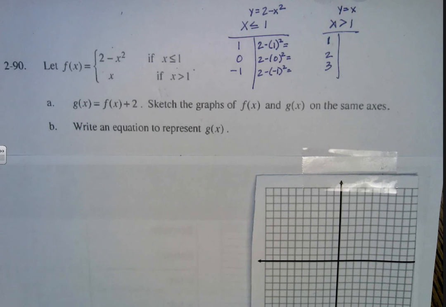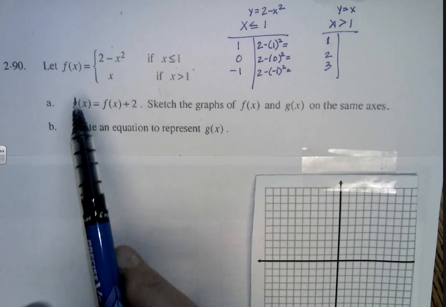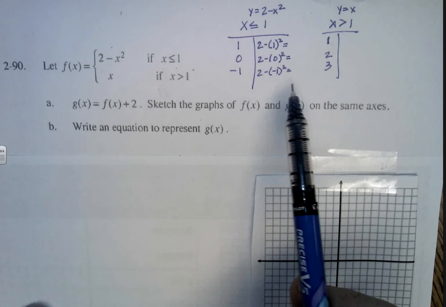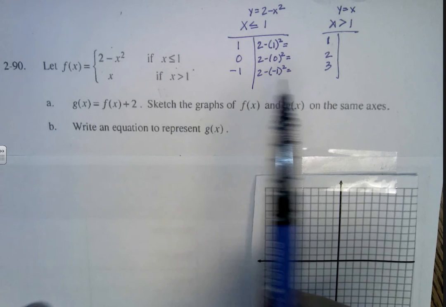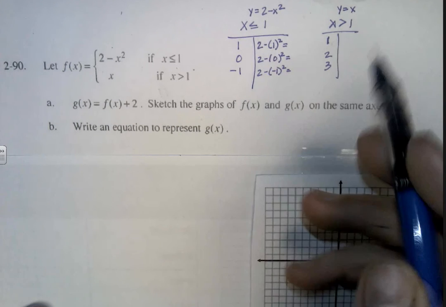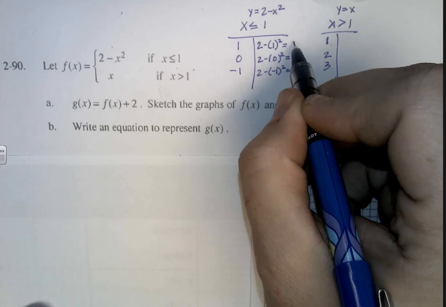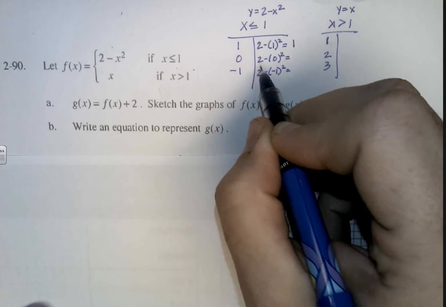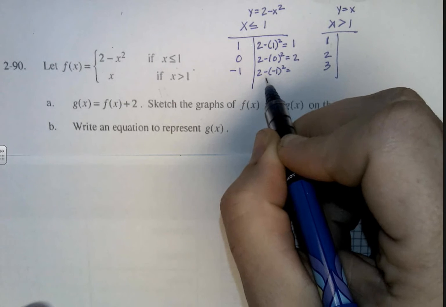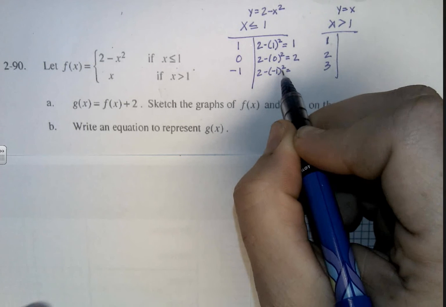Okay, so the first thing I'm going to do is graph f of x, and you can see that I've made my two charts based on the domains, and now I'm just going to calculate the y values. 2 minus 1 squared is just going to be 2 minus 1, which is 1. 2 minus 0 squared is just going to be 2. And then this is 2 minus 1, which is going to be 1.